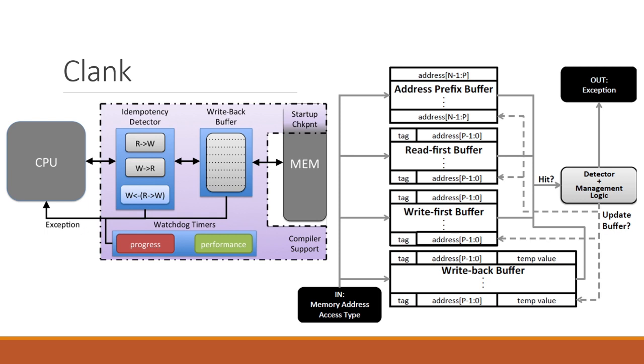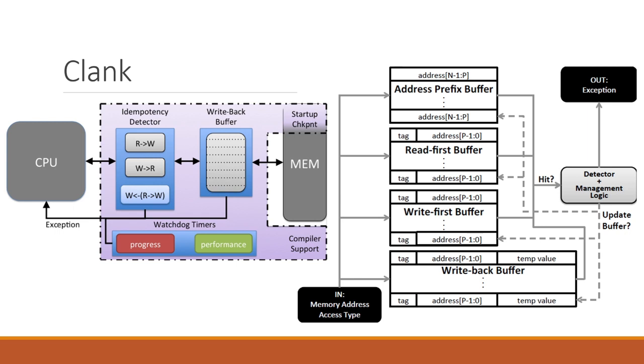Now, during the program execution, Clank's idempotency detection logic continuously monitors these buffers. And if a memory access involves a write operation to an address that was first accessed by a read instruction, as tracked by the read first buffer, the detection logic identifies that this is an idempotency violation. Similarly, if a memory access involves a read operation to an address that was first accessed by a write instruction, as tracked by the write first buffer, it may also signal an idempotency violation depending on Clank's configuration and policy.